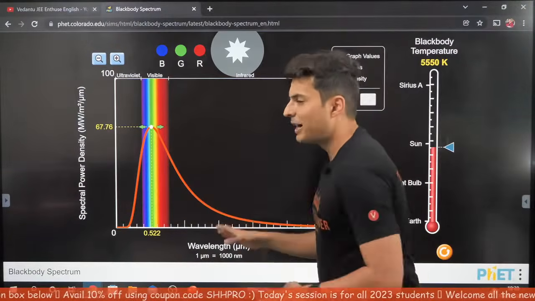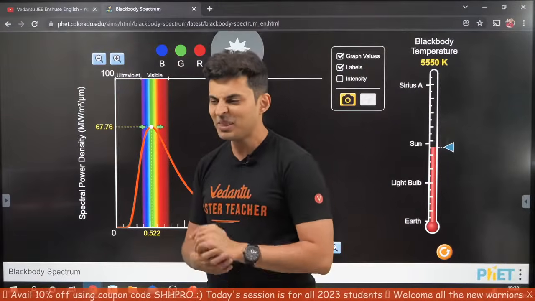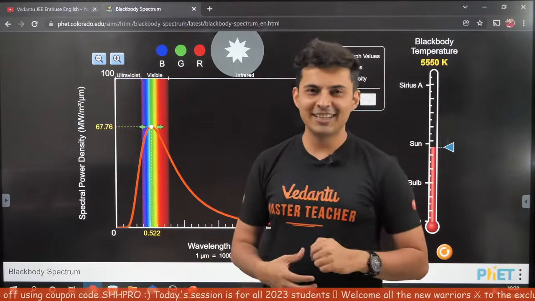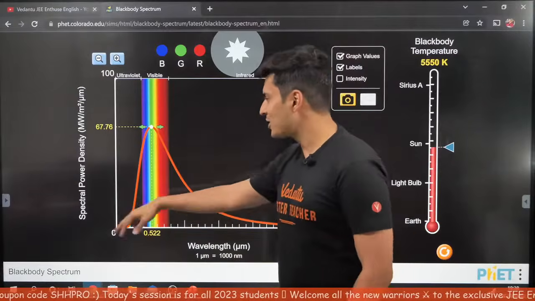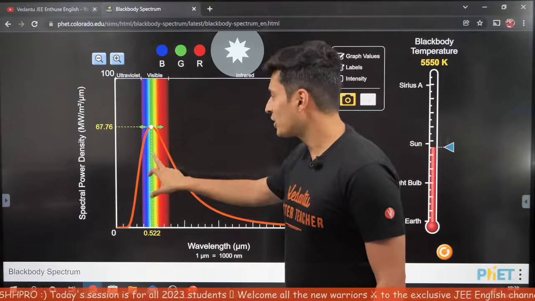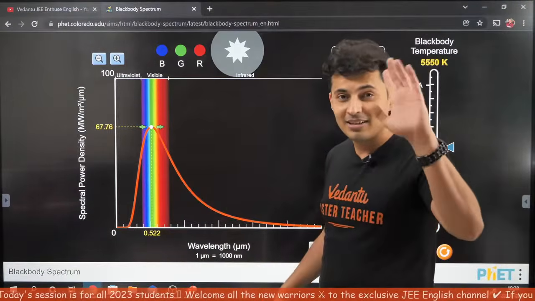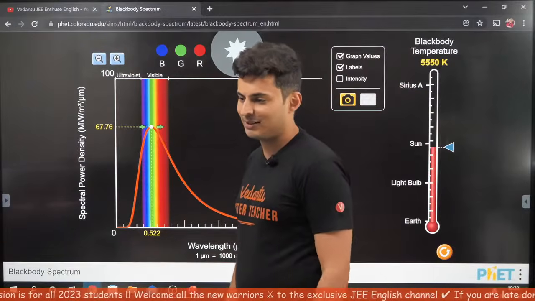This graph reminds me of a particular thing. This reminds me of the kinetic theory of gases. Remember the Maxwell's speed distribution, most probable, average. Remember that? It's very similar to that.